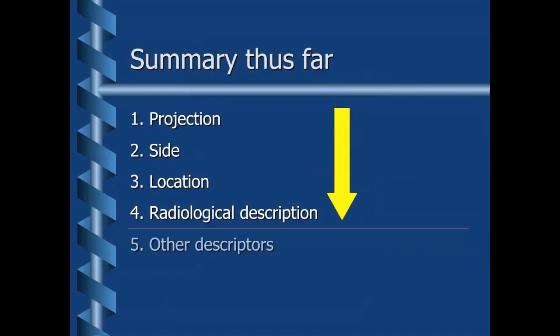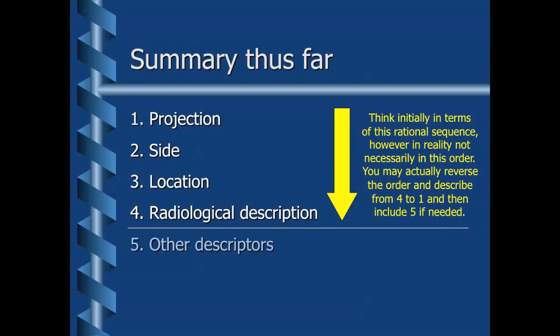So just doing a summary thus far, we've been through the projection. So you state which projection you can see the lesion in. We've been through the side, it's the left side or the right side. We've been through the location, and we're talking about which bone or what part of the soft tissue and the exact location within that bone or soft tissue. And we've just covered off the radiological describing words that you would use, which we've covered in other sessions. Now there might actually be some other descriptors that you might need to use in specific circumstances, and we need to go through some of those.